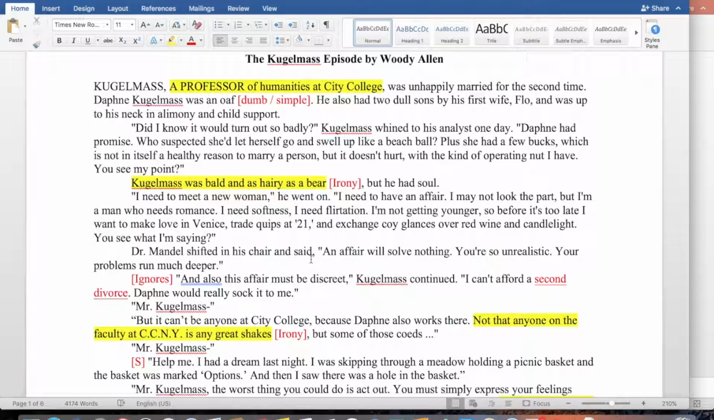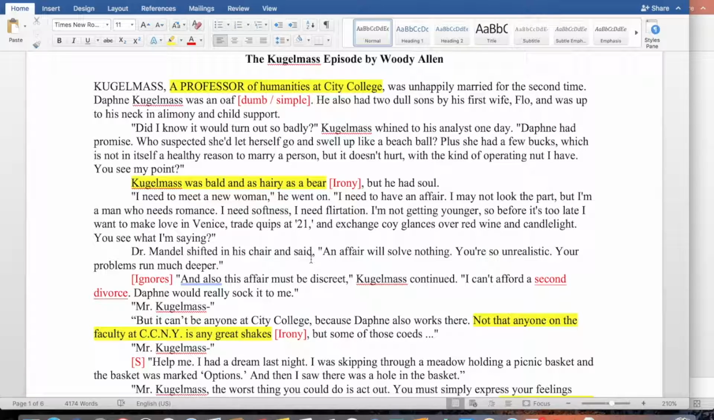Kugelmass was bald and hairy as a bear, but he had soul. Okay, so this whole little section here sets up the tension and the ironic elements for the rest of the story. He's complaining about his wife's looks, saying that she's put on weight, and he just perhaps married her for money, right? And that he needs to because of his money troubles. But so he's saying she's no prize, but then we get the description, he's no prize either.